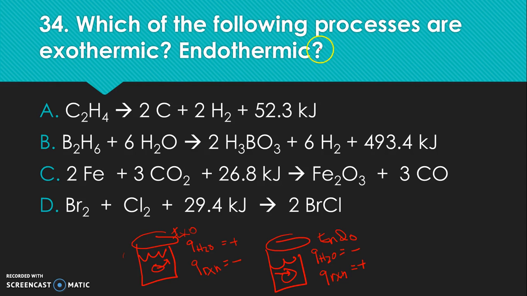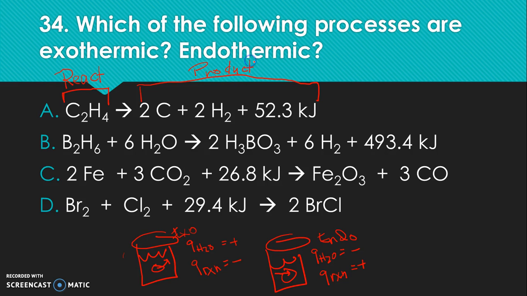So what we want to be able to do is to look at these chemical equations and figure out, first of all, are they endothermic or exothermic? So to do that, we want to know, what do each of these things mean? So this here, remember, these are my reactants, and then this is all my product.